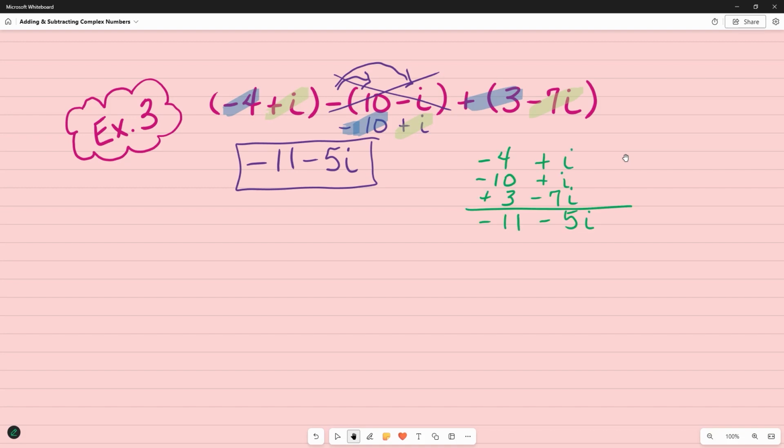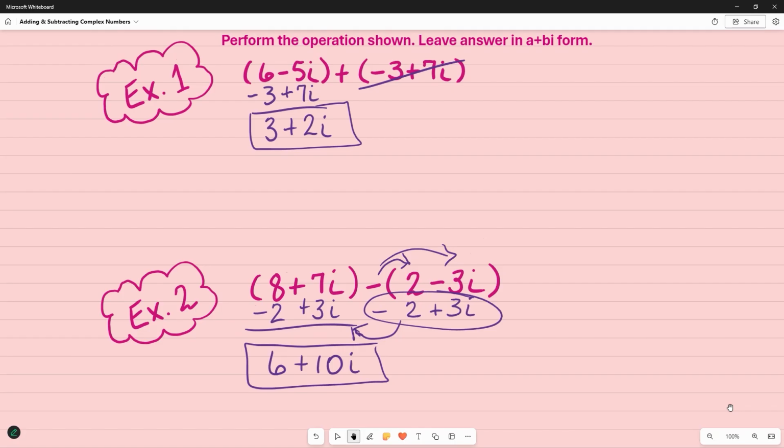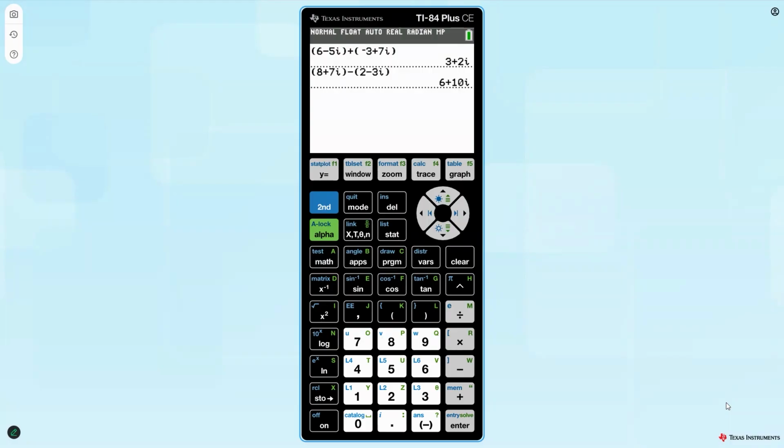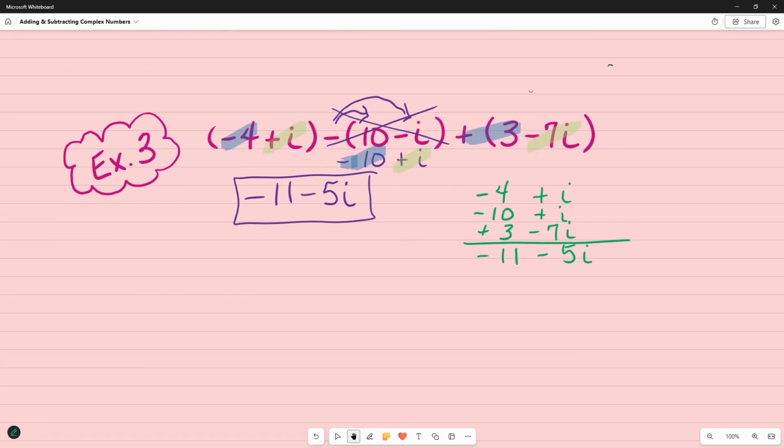If you want to verify it, you can also use your calculators. And we said for the first one that is 3 plus 2i, which it was. And then for the second one, we said 6 plus 10i, which it was. And then this one, we're going to type in together so you will know where the I is.